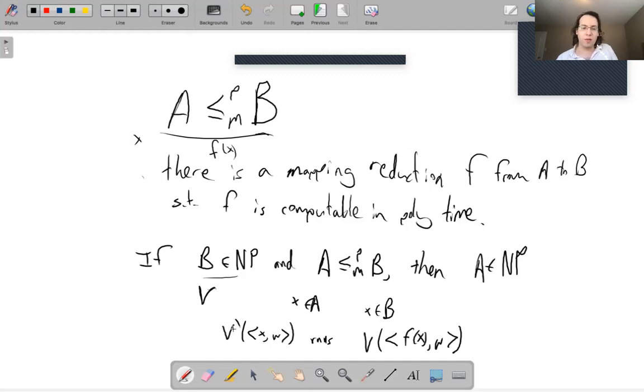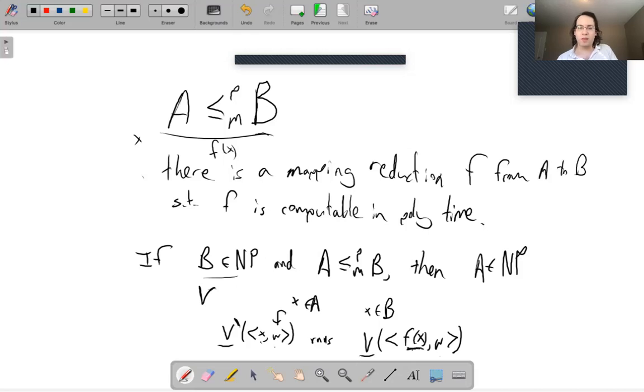Okay, so the verifier V prime expects a proof W that f of X is in B, right? So V prime expects a proof that f of X, not X, but f of X is in B. And if it receives such a valid proof, then it will agree that X is in A. Now V prime can compute f efficiently because it's polynomial time. So V prime can convert this pair (X, W) to the pair (f of X, W), that it can do. And then it can run V because that's polynomial time.